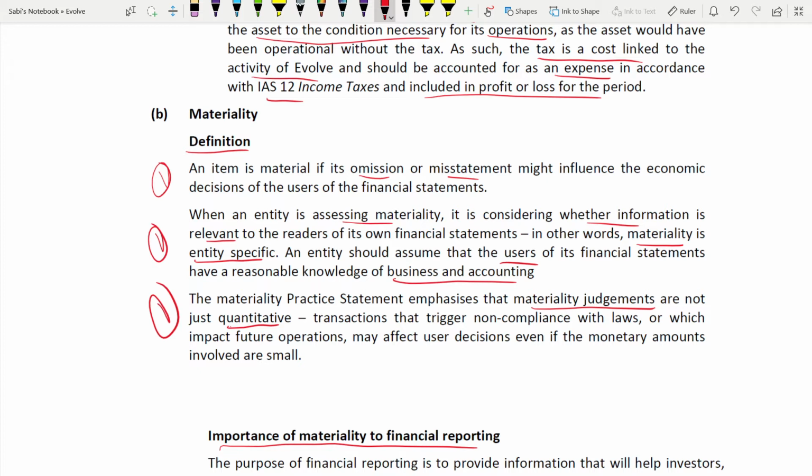So these are not just quantitative: transactions that trigger non-compliance with laws, or which impact future operations, may affect user decisions even if the monetary amounts involved are small. So how do you say it's material? See, when you're making judgments, you have to see if you are not complying with the law. There are some transactions which trigger that you are not complying with the law. Because if you comply with the law, you might recognize a loss or less profit or something like that. Or it might affect your future operations, or it might affect the user decisions. Even if the monetary items are small, if you are not complying with the law, it can affect your decision. It might affect your future operations. It might affect the user decision. So in that case, even if the monetary amount is small, it is still material. You still have to disclose it, because it is affecting your user decisions, affecting your future.